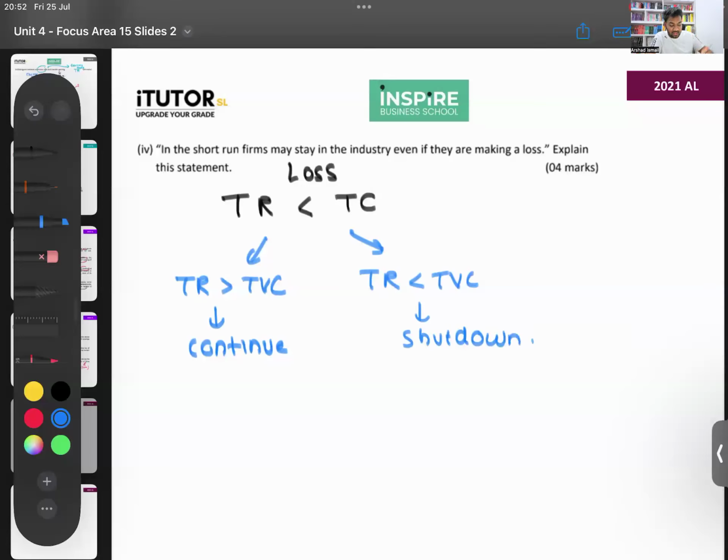A firm in the short run may stay even if they are making a loss. So even they are making a loss means this. So if they can cover their variable, they might actually stay. They might continue. If they can't only, they will shut down. So that story you have to explain. It's not a hard one. These are things that were tested before, but before it was tested in a different way. That is the point now.